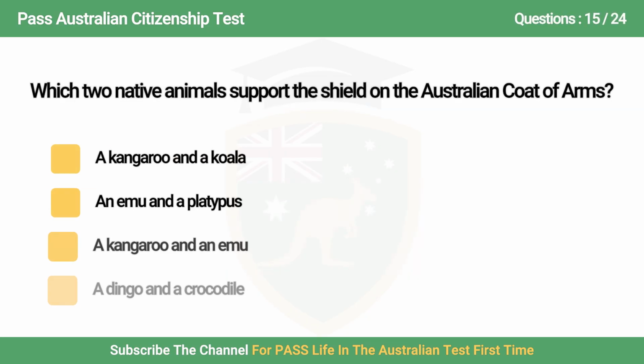Question 15. Which 2 native animals support the shield on the Australian coat of arms? A. A kangaroo and a koala. B. An emu and a platypus. C. A kangaroo and an emu. D. A dingo and a crocodile.